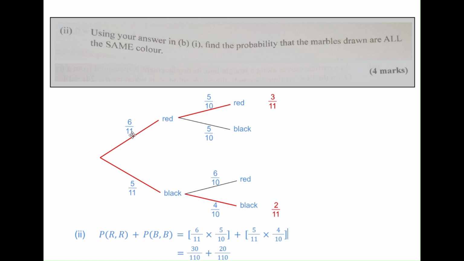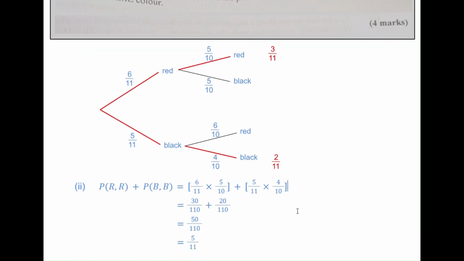So red followed by red would be 6/11 by 5/10, which gives us 30 over 110. That reduces to 3 over 11. And all black would be 5/11 by 4/10. That's 20 over 110, which reduces to 2/11. Right, so if we add those two probabilities, we'll get the 5/11.